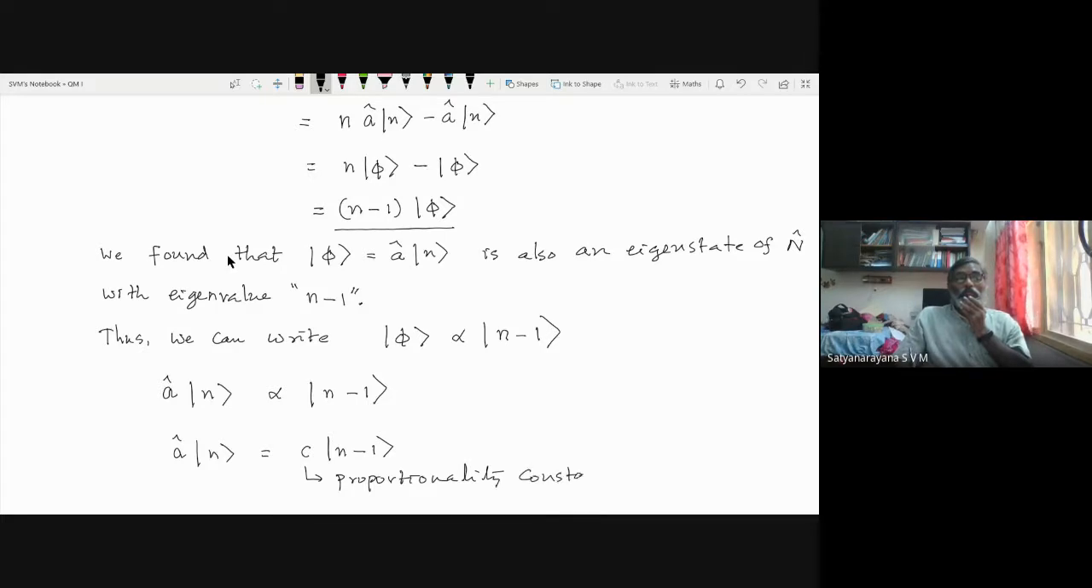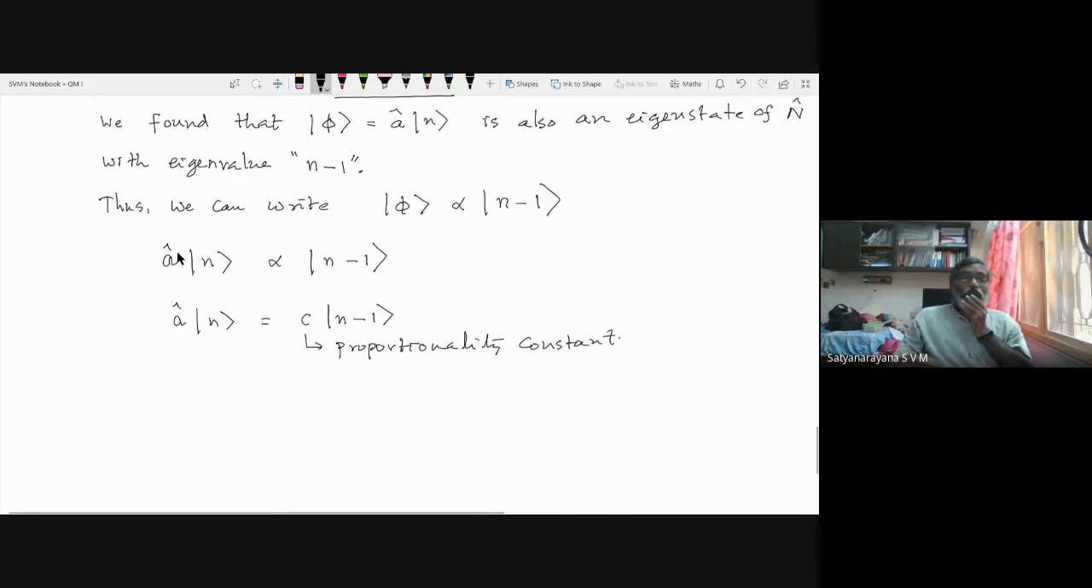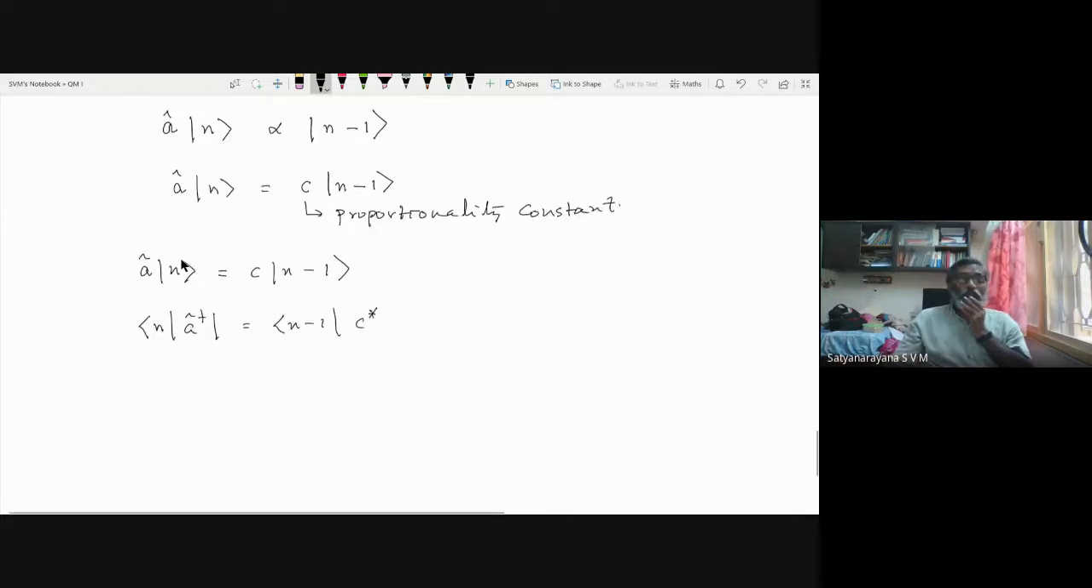Okay. So now we would like to fix that proportionality constant. How do we fix the proportionality constant? So you consider the adjoint of this, that is A on |n> is equal to C |n-1>. Now, this is one vector, right? Take the inner product of that vector with itself. So you can write down the adjoint equation, that is <n|A dagger is equal to <n-1|C star. Then consider the inner product, that is <n|A dagger A|n> is equal to modulus of C squared into <n-1|n-1>.